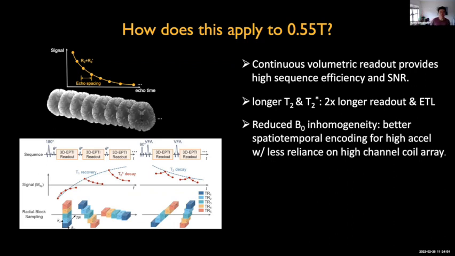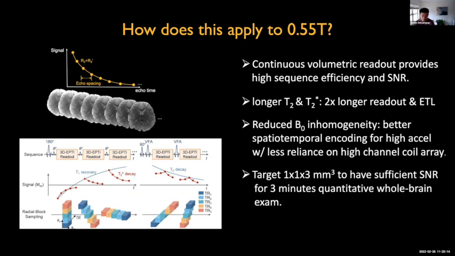We can also take advantage of the fact that we have reduced B0 inhomogeneity to be able to get better spatial temporal encoding with our KT encoding and KIPI for even higher acceleration, because we're now less reliant on some of the high channel count coil array encoding. So with some of this, before we were able to get 1 ISO in 3 minutes. With some modification, I believe that we should be able to target 1 by 1 by 3 millimeter with sufficient SNR in a 3-minute scan to get a whole brain quantitative exam as well.